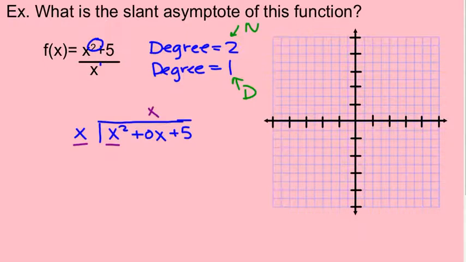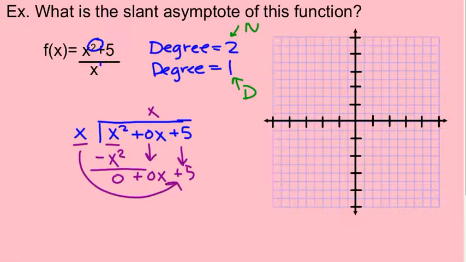Now we multiply, and we get x squared. Subtract the signs, 0. Bring down the next term, 0x, we didn't need it. And then bring down the 5. Well, x cannot divide into 5. So we say this is the remainder, which we can ignore. So what we work with is just this piece. We say the slant is at y equals x.